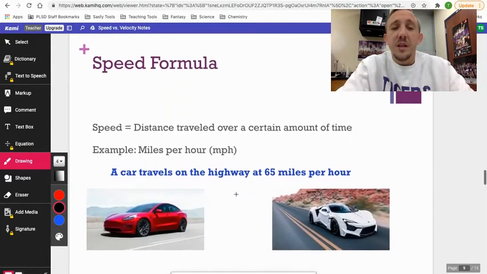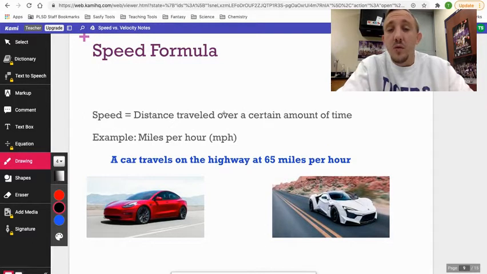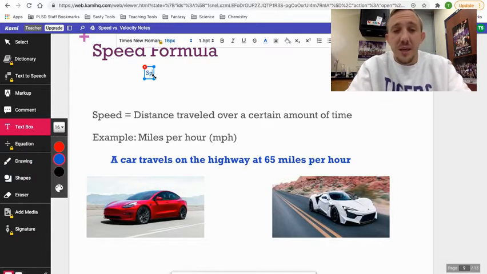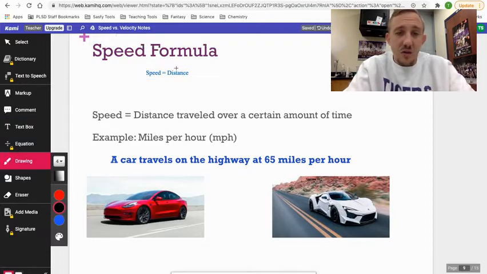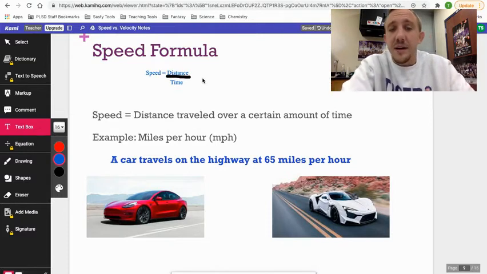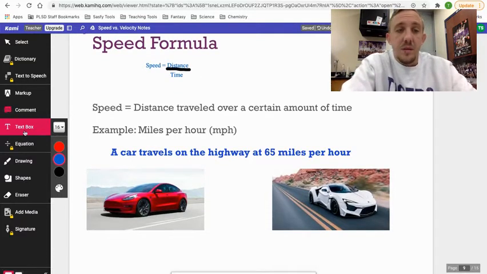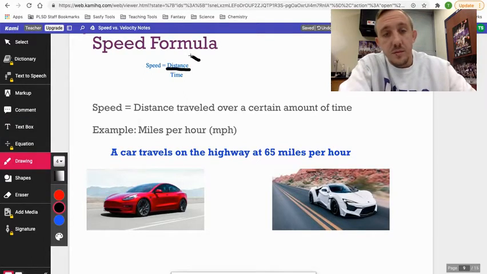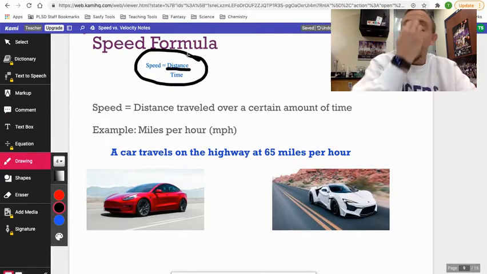Okay, so the speed formula, speed is the distance traveled over a certain amount of time. And so I want you to write this, speed equals distance divided by time. Okay, speed is distance divided by time. This is your formula for speed.